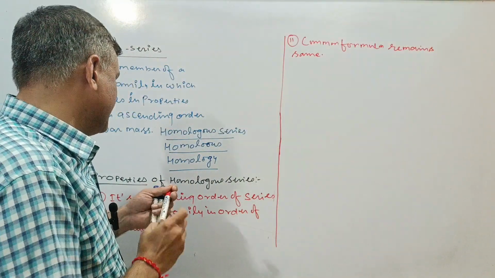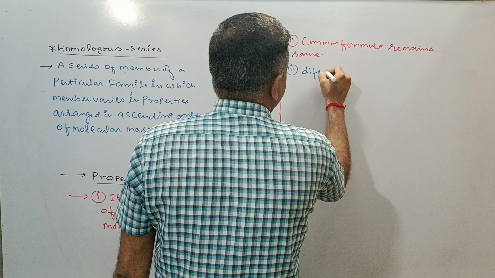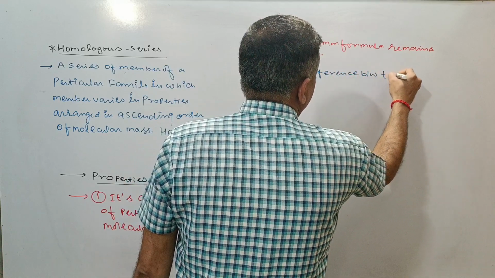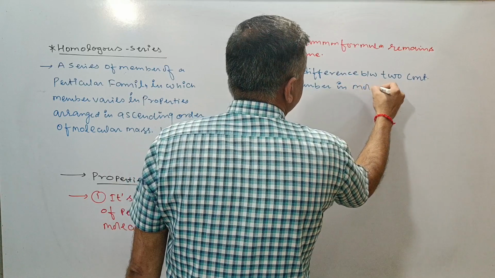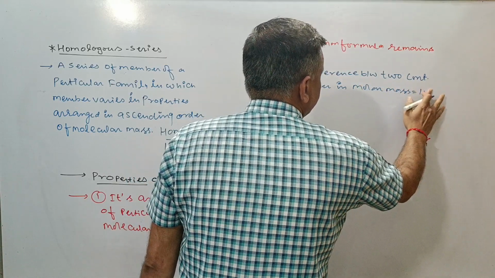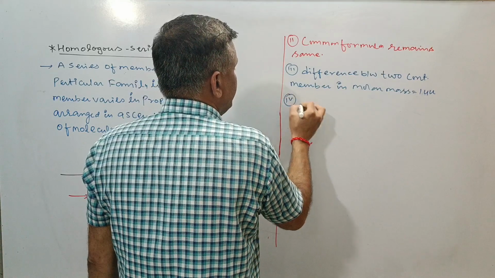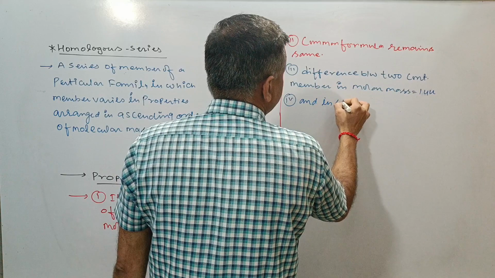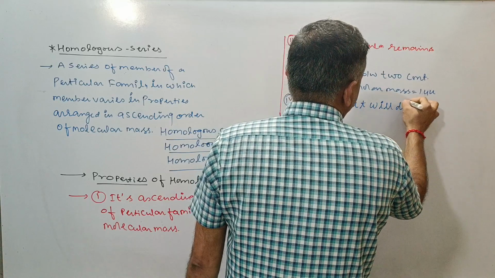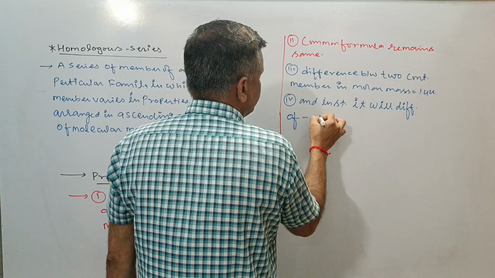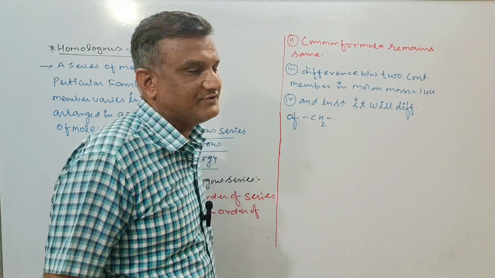If we go further, we can take the difference between two continuous members in molar mass, which will be 14 unit. Unit means mass unit. And in structure, it will be a difference of CH2. Between two continuous members, between homologs, there will be a difference of 14 in molar mass and a difference of CH2 in structure.